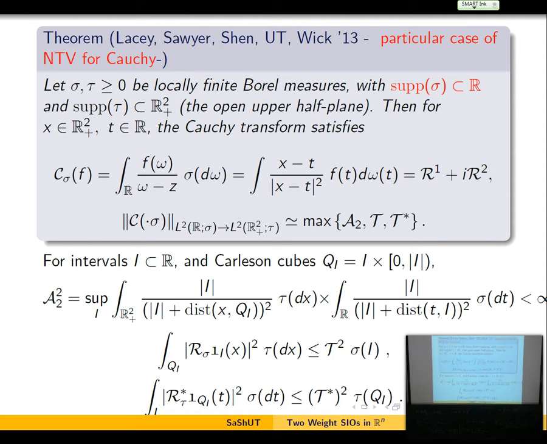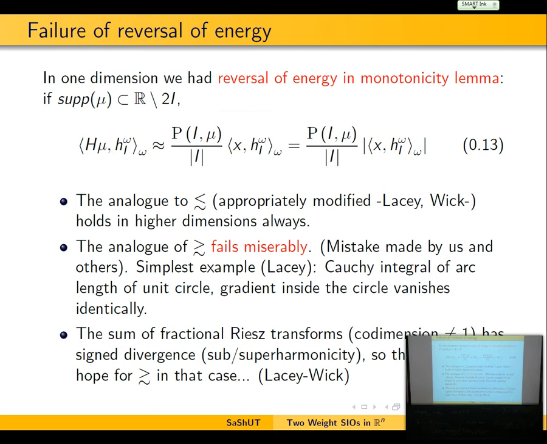Whenever you test on the upper half, say upper half plane, you test on the Carleson cubes. But then otherwise the rest is the same. And it holds. Okay, good.